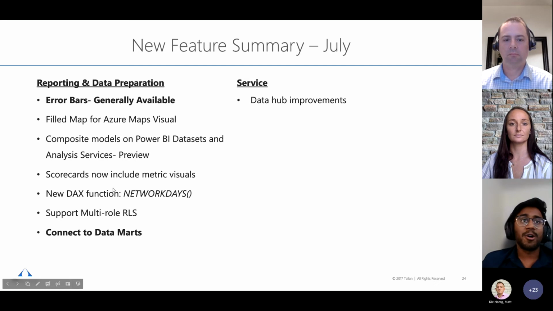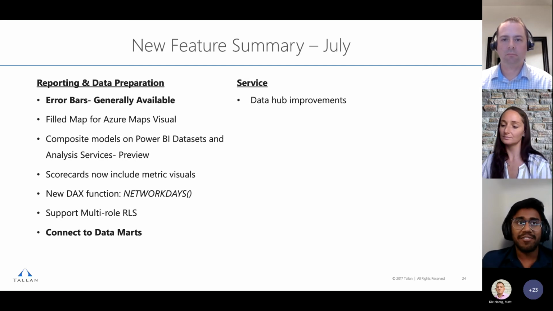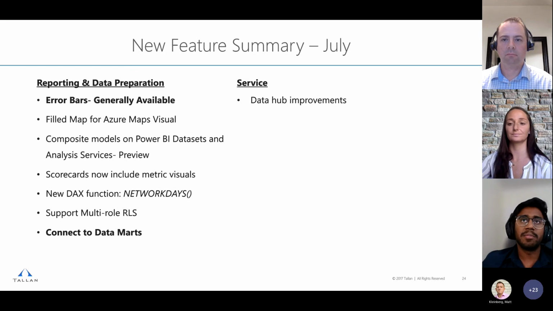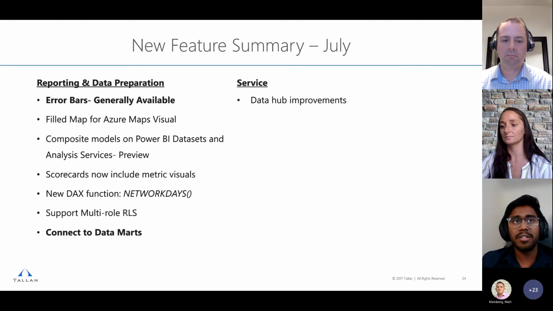There's a new function called the NETWORKDAYS function. This is particularly useful. When you pass in an argument of two dates, it returns the total number of working days that have passed between those two arguments. So for example, if you were to input October 1st and October 30th, it would return 20.